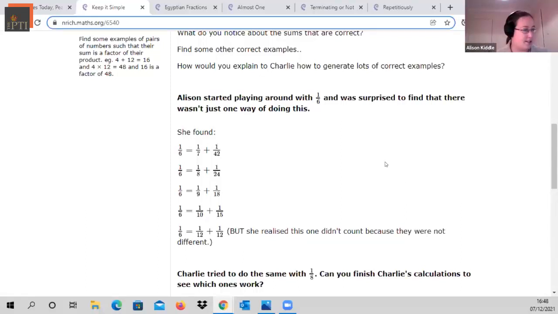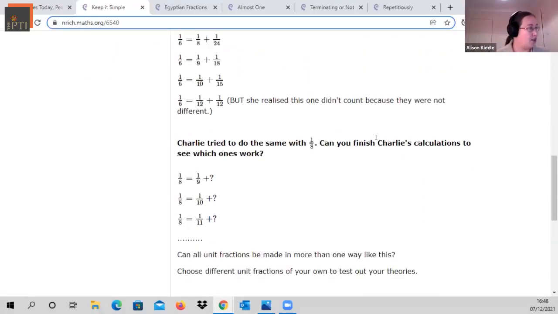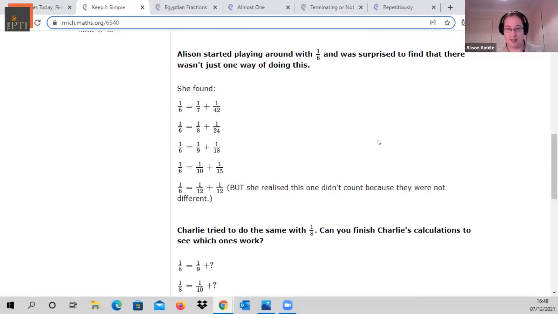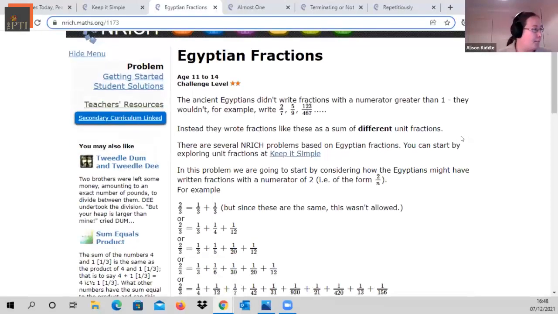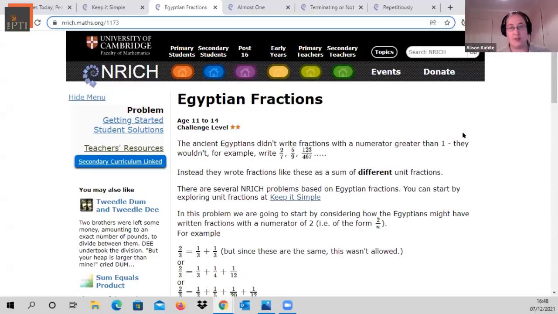For people to try. So can I show them Egyptian fractions now, please? You can. Thank you. Okay, so this is the first follow-on problem to keep it simple. So when you start this problem, you have a way of writing any fraction as the sum of two unit fractions. So you have a way of representing any unit fraction as the sum of two unit fractions.